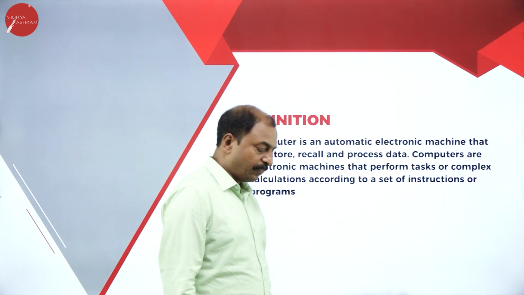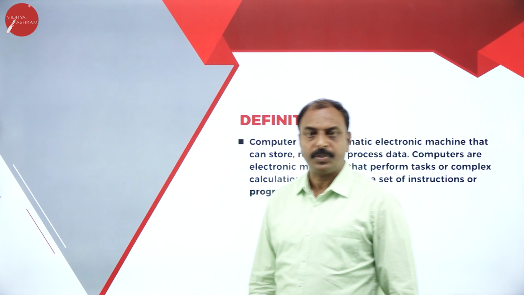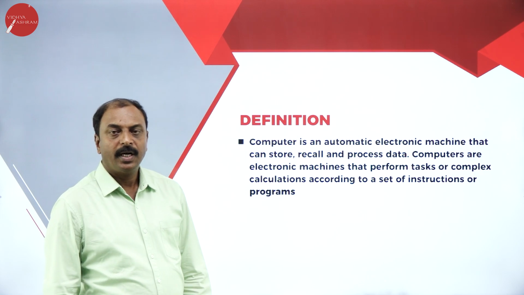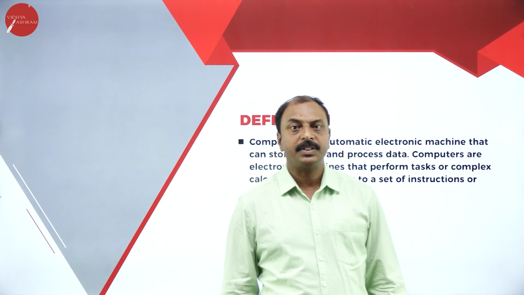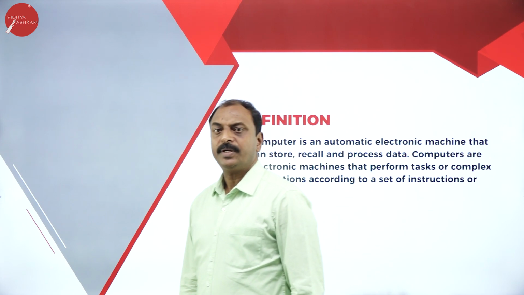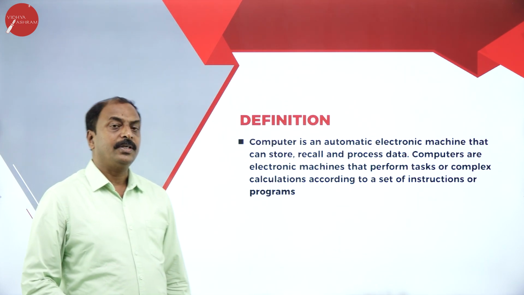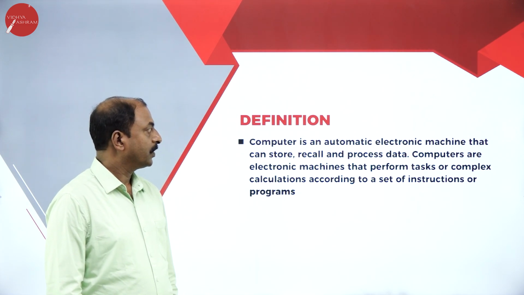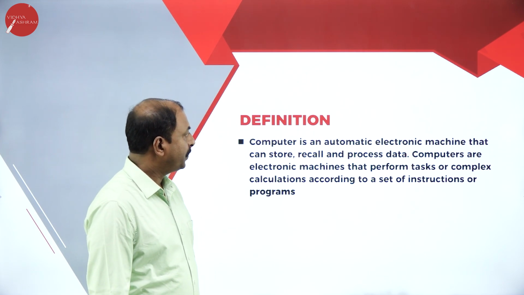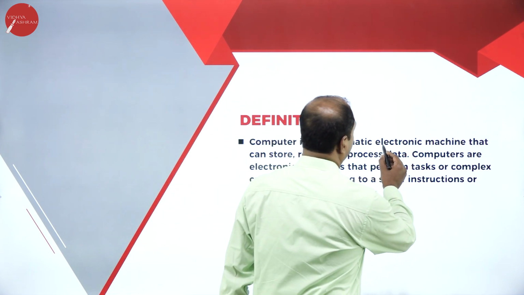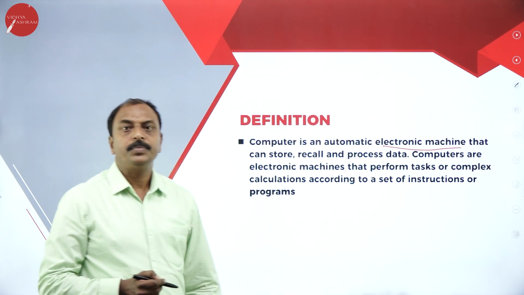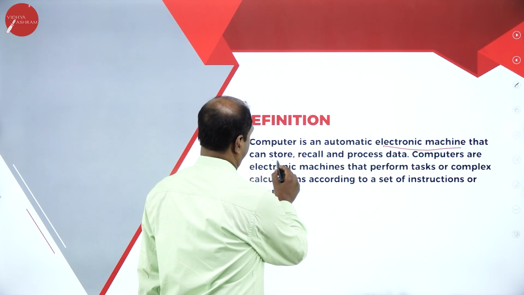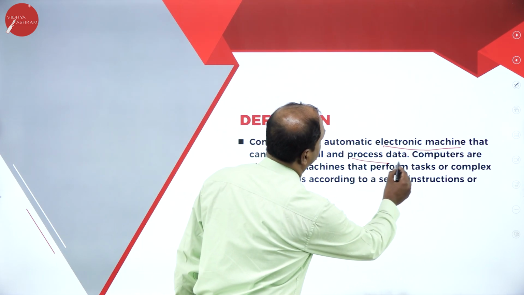Now, let us start with the basic definition of computer. Students, nowadays, all of you are aware of computer system, and most of you have used computer system effectively. Now, let us start learning the theoretical part of computer system. So, what is a computer? Computer is an automatic electronic machine. It is an electronic machine and it can store, recall and process the data.